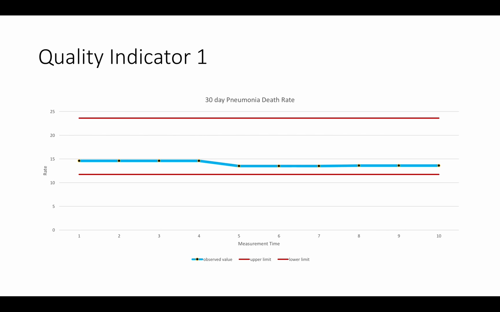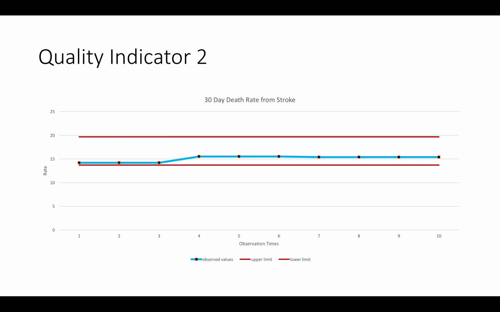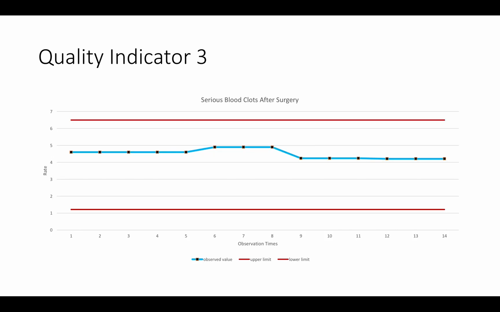So when we're looking at our quality indicators, we have upper and lower control limits based on the information from this competitor pool. And as we see for the 30-day pneumonia death rate, Northern Maine Medical Center actually performs pretty well. It is within the control limits, but towards the lower half of that range. And we see that we're staying stable within those limits. Quality indicator 2 is for the 30-day death rate from stroke, and so we see that we are staying within those control limits on this measure as well.